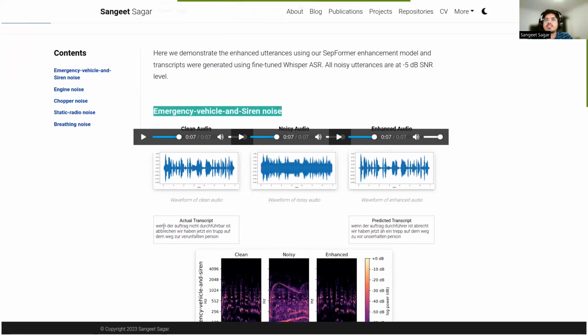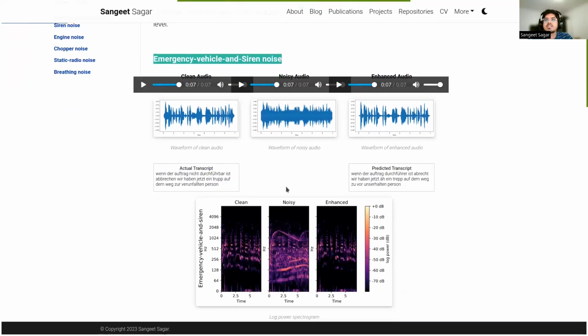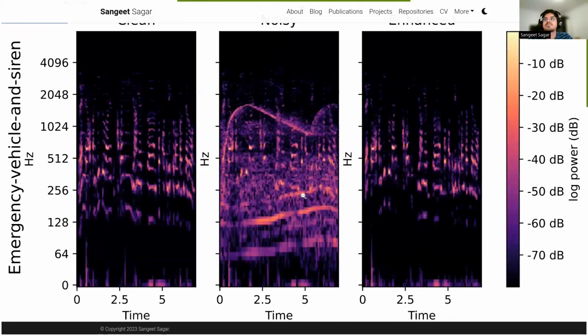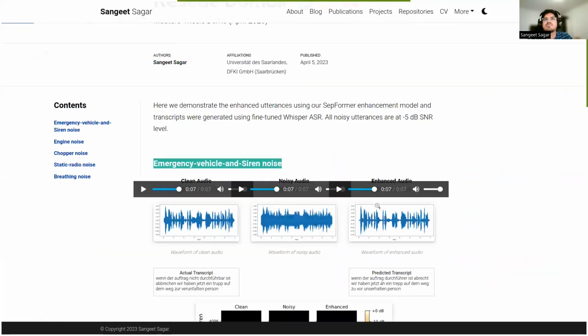You can also look at the transcript here. There's very little degradation in the word error rate. And here we show the log power spectrogram. These extremely bright patches here, this is the noise that has been eliminated by the Subformer enhancement module.